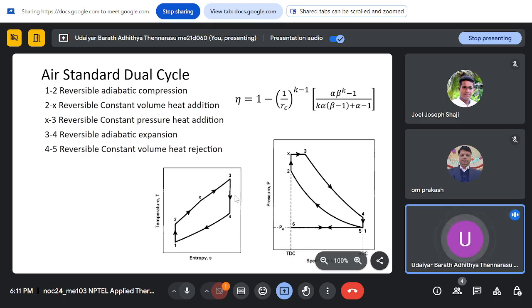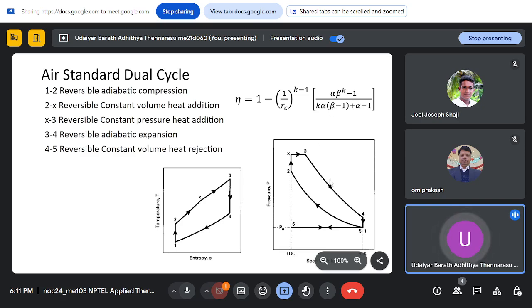And 3 to 4 is a reversible adiabatic expansion, and 4 to 1 is again isochoric heat rejection. So in this case again this is how the efficiency can be written. So this alpha and beta is all with the pressure ratios and volume ratios. We will see in the numericals how to define this and how to solve this. So this is how the expression will look like.